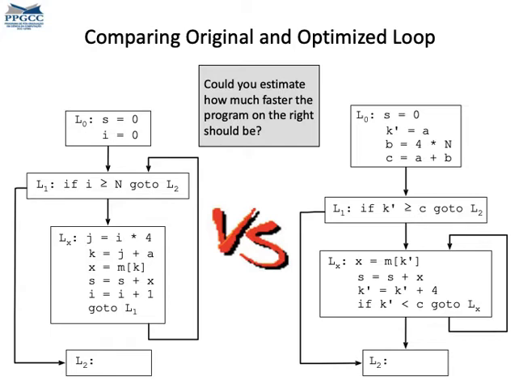And here you have the original and the final optimized program. The optimized program has a shorter loop body, and the instructions are also more efficient after strength reduction. Could you try to estimate by how much the program on the right is likely to outperform the program on the left? I shall leave that as an exercise.